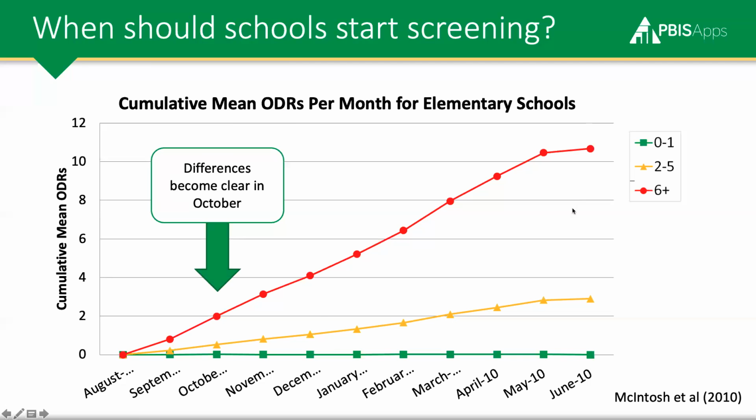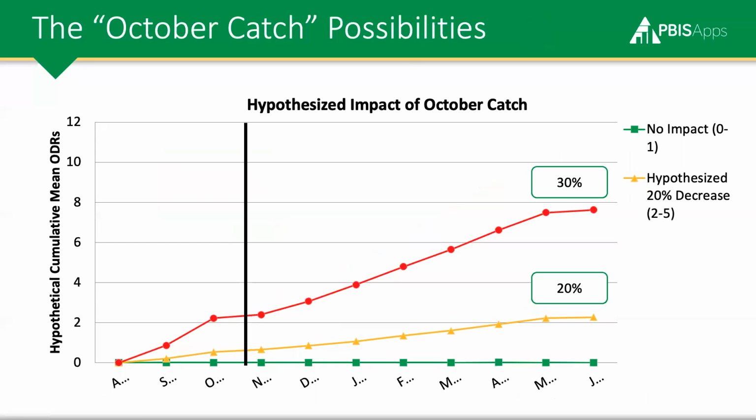So what they found is that the differences we find out pretty quickly, usually by October, which students need some additional supports, and they become clear in October. So they kind of term this the October catch, that you really want to start to catch these students that are needing some additional supports by October.